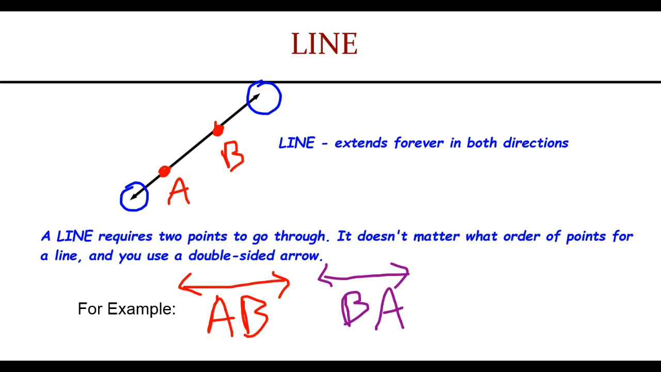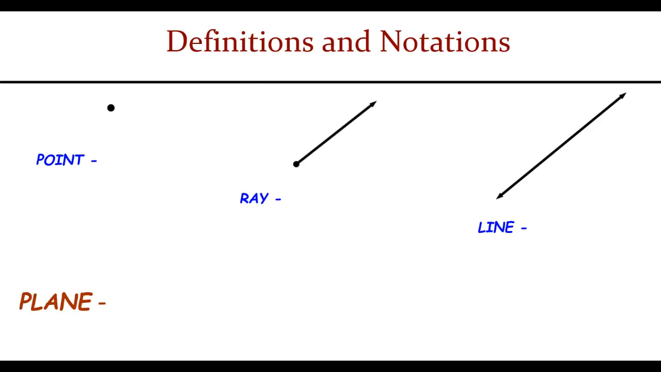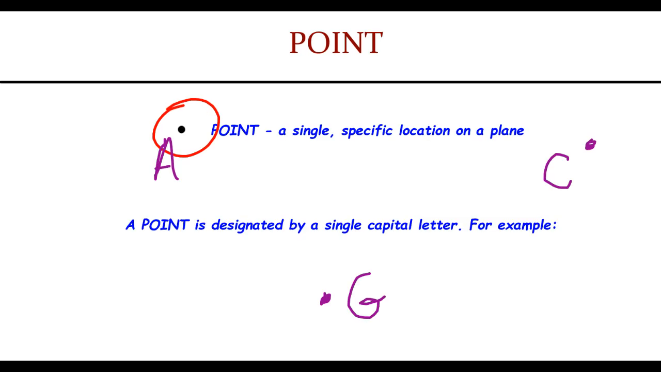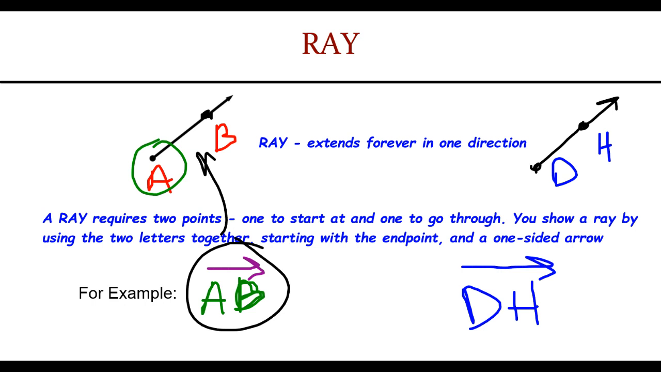So no particular problems to work on here, just to review that we have 4 important definitions in geometry that we wanted to go through in this video. The first is the idea of a plane, and a plane is just a flat surface that extends forever in all directions, not just 1, 2, 3, 4, but every direction. Within planes lie points that are designated by a single capital letter, those single specific locations on a plane or in space.